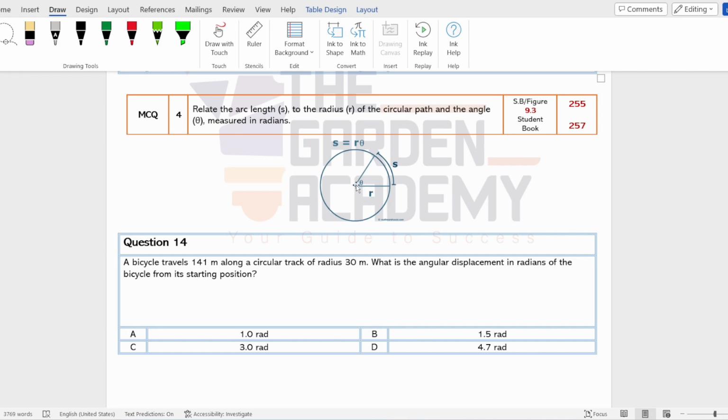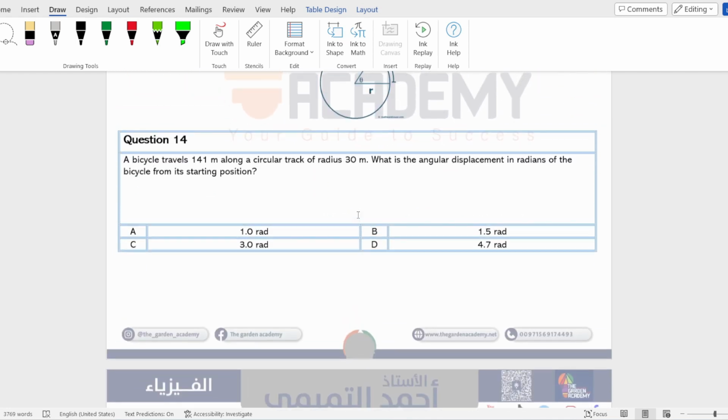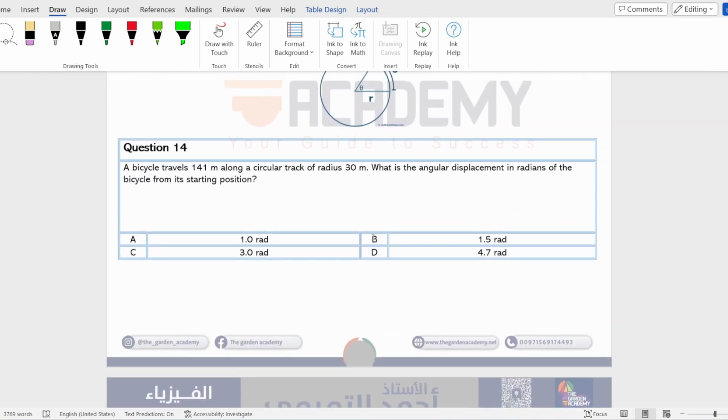The distance between the first vector and the second vector, R1 and R2, both are the radii of the circular path. طيب والR هو عبارة عن شو؟ عبارة عن radius of the circular path. طيب let's take question 14 and see how we can use this equation. لما حكينا بأنه a bicycle travels 141 meters along a circular track of radius 30 meters. What is the angular displacement in radians of the bicycle from its starting position?